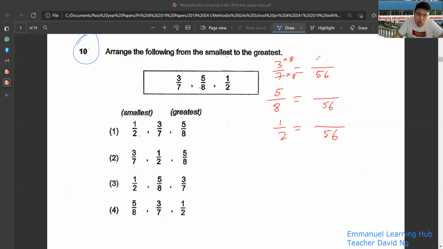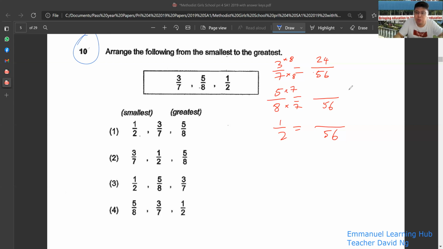24. Okay, this one, 8 multiplied by what gives you 56? 8 needs to multiply by 7. So for the numerator, I need to multiply by how many? 7. Multiply by 7 also.